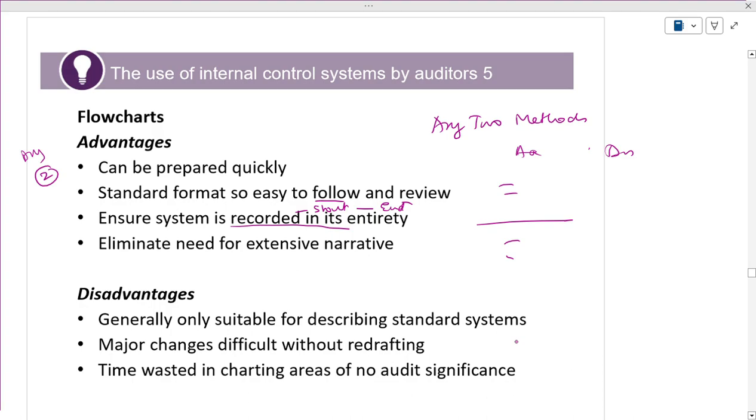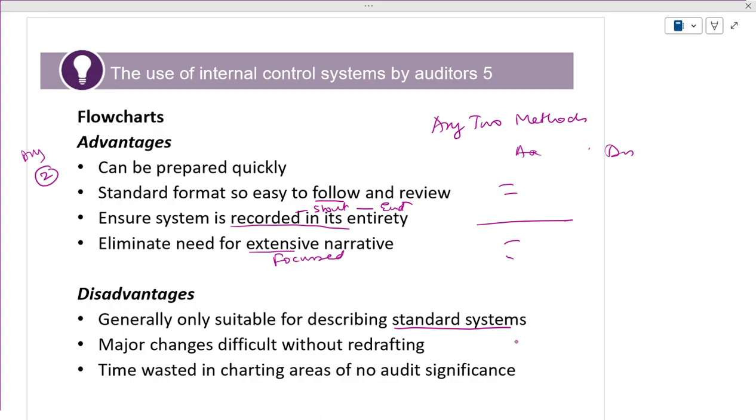Eliminate need for extensive narrative. We are very focused. What we have to do, what we should not do. If it is yes, what is the next action? If it is no, what is the next action? This is the concept of a flowchart. What are the disadvantages? Generally suitable for describing standard systems. If it is a standard system, it will work.